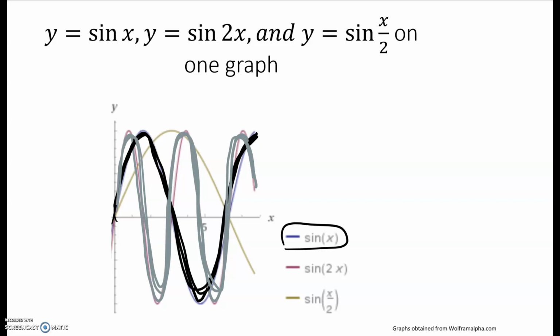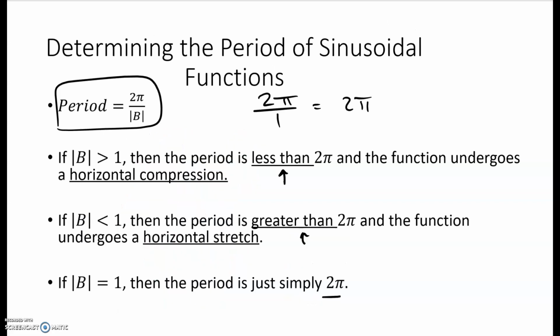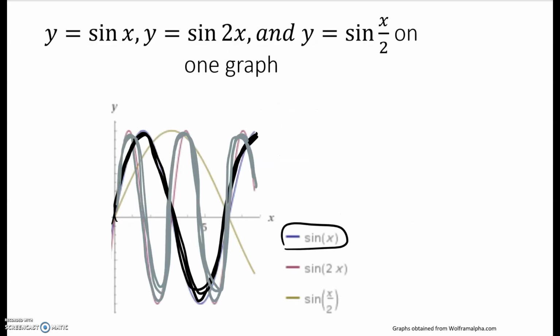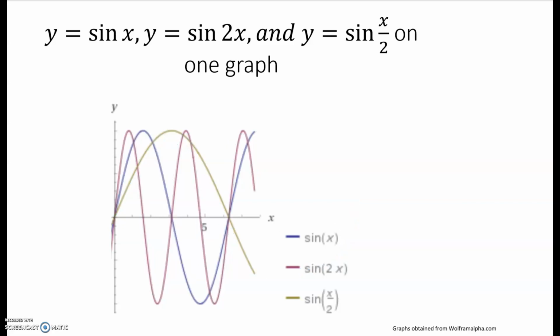So if b is less than 1, like over here, it says b less than 1, we're going to have a horizontal stretch. Okay, so over here is b less than 1. Know how we get out to 2 pi, and it hasn't even completed one fundamental cycle. Okay, it needs to keep going to complete this fundamental cycle. So it's stretched out longer.